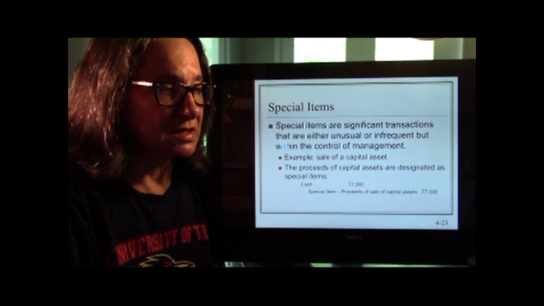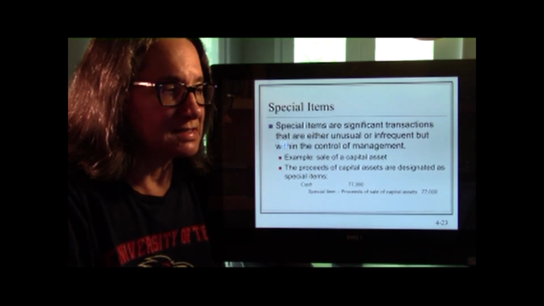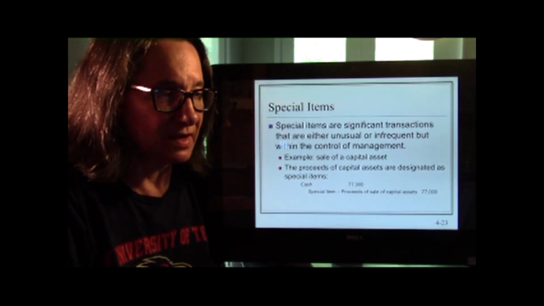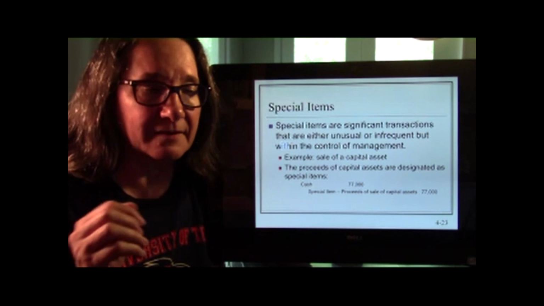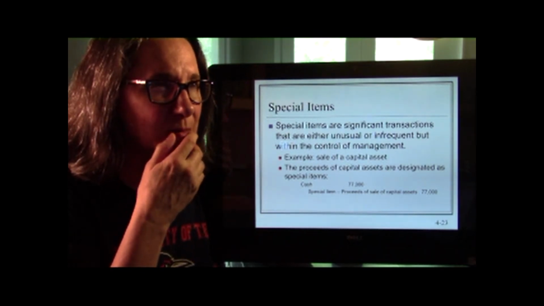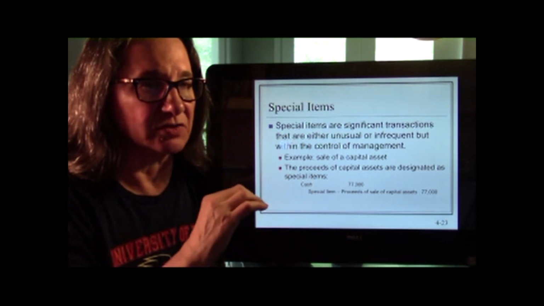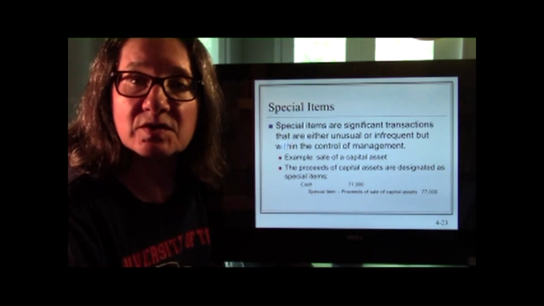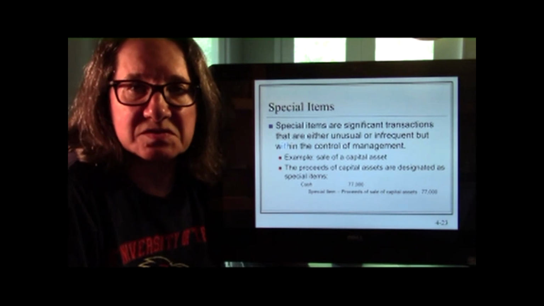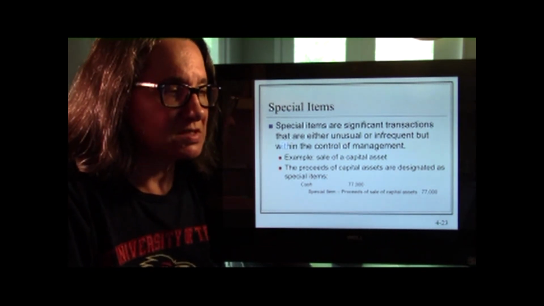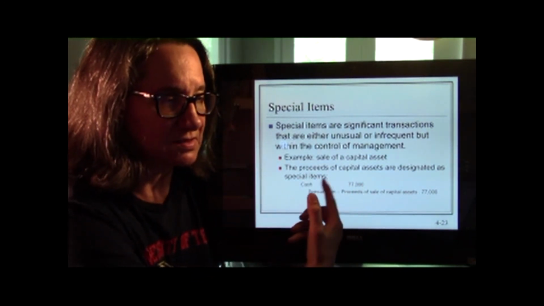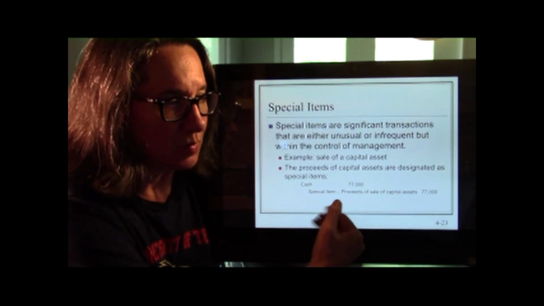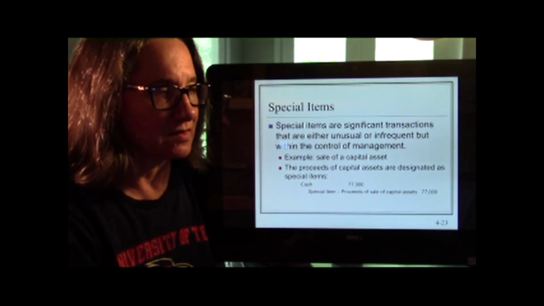Special items is something big that happens. So you might see a special item occurring in the fund, say like you sell a fire truck, right? Well, that would probably be in a different fund. So let's say something that's in the general fund. Sell furniture from the city hall. You buy some new furniture and so you sell the old. All right. Proceeds of capital assets are designated as special items. So when you sell something, you receive cash, and you just put down special item, proceeds, sale of capital assets.